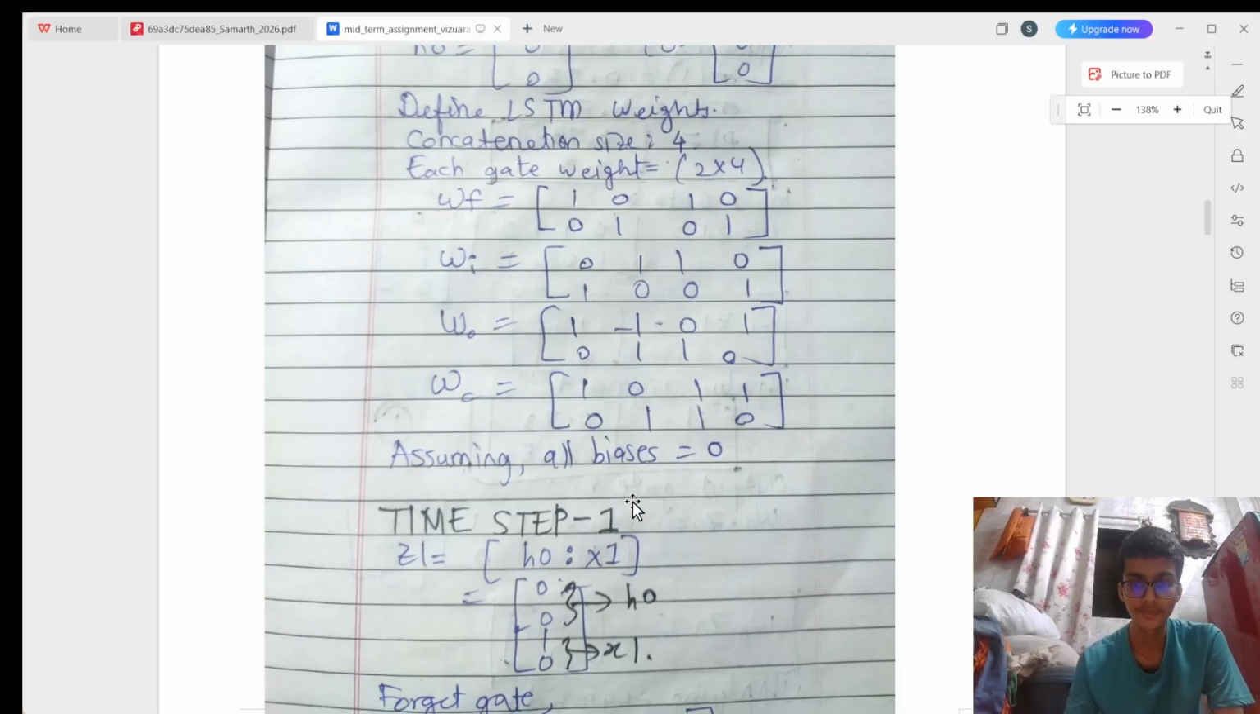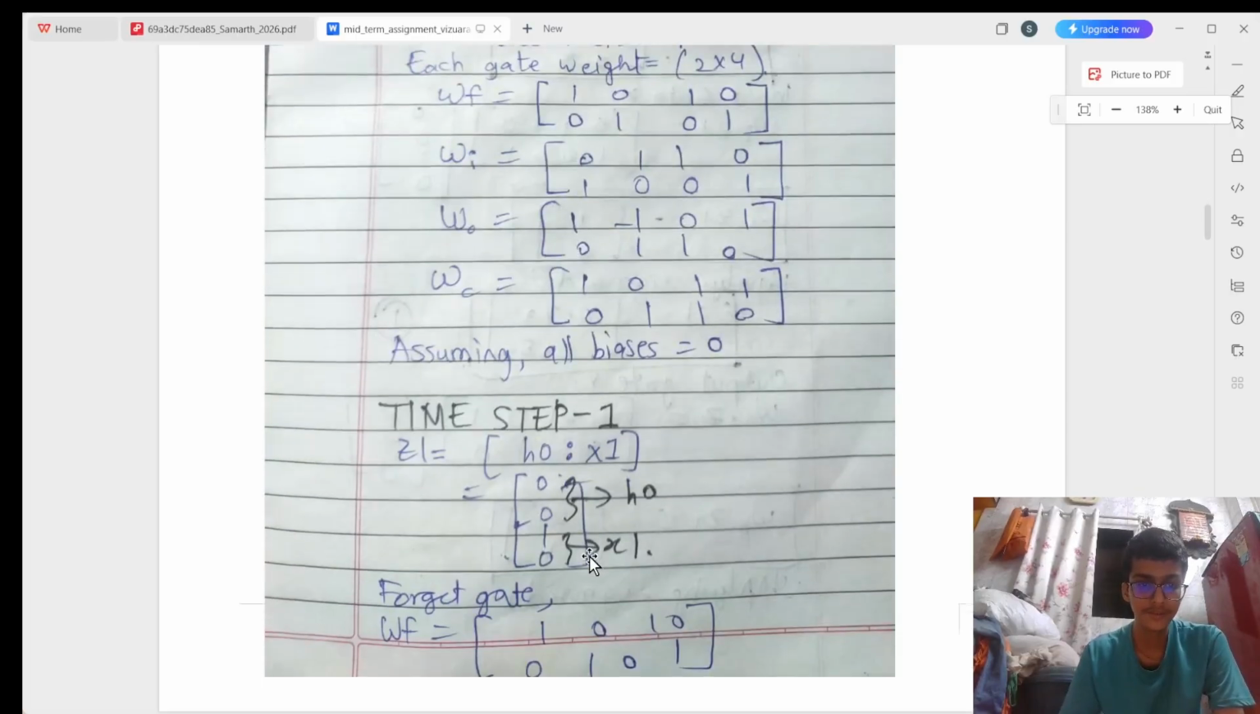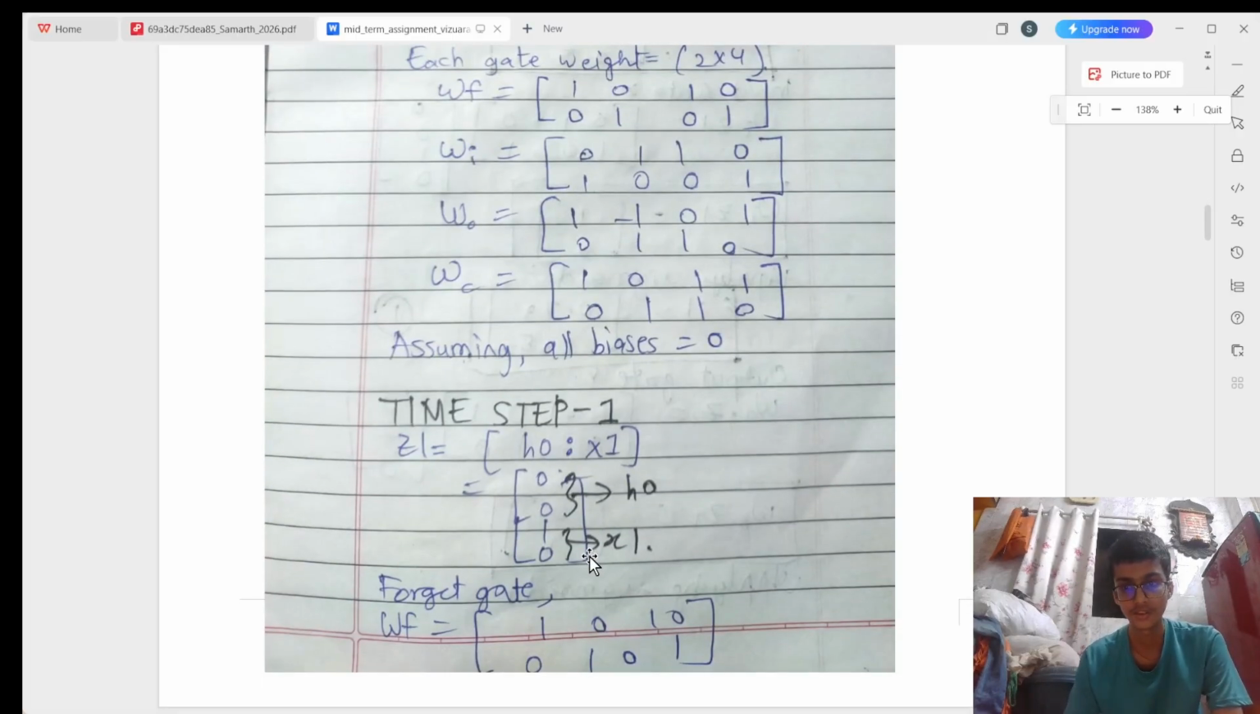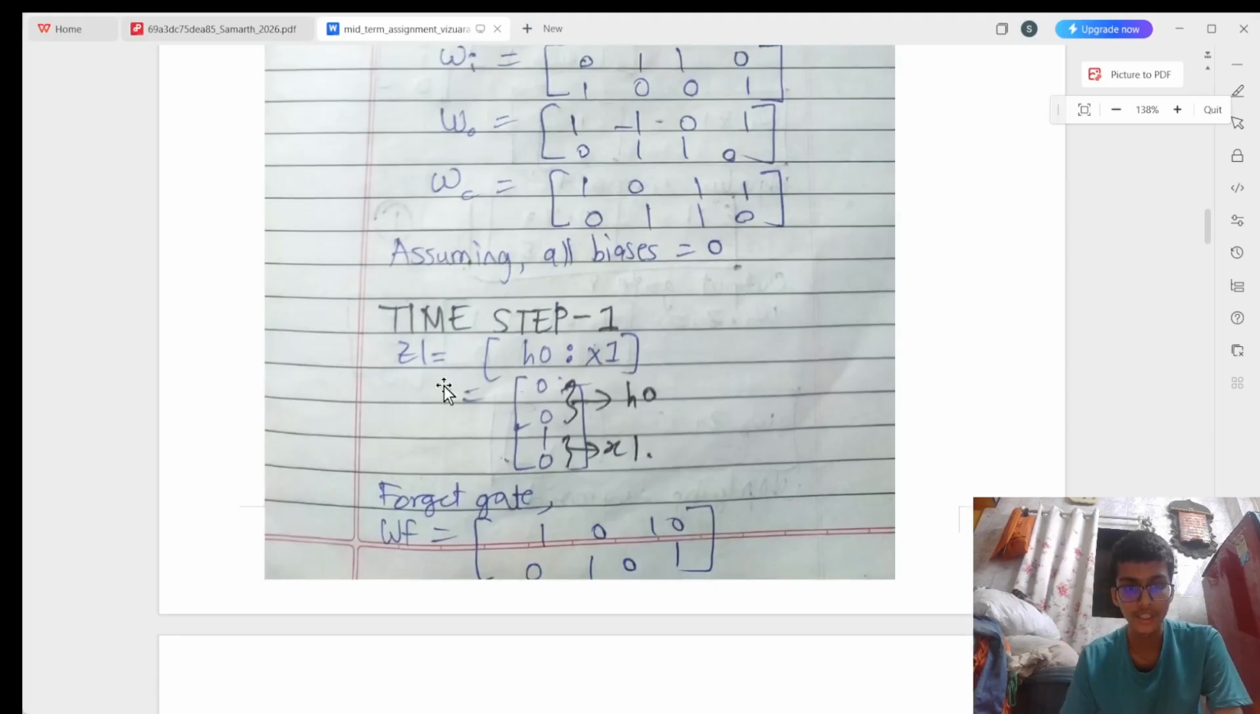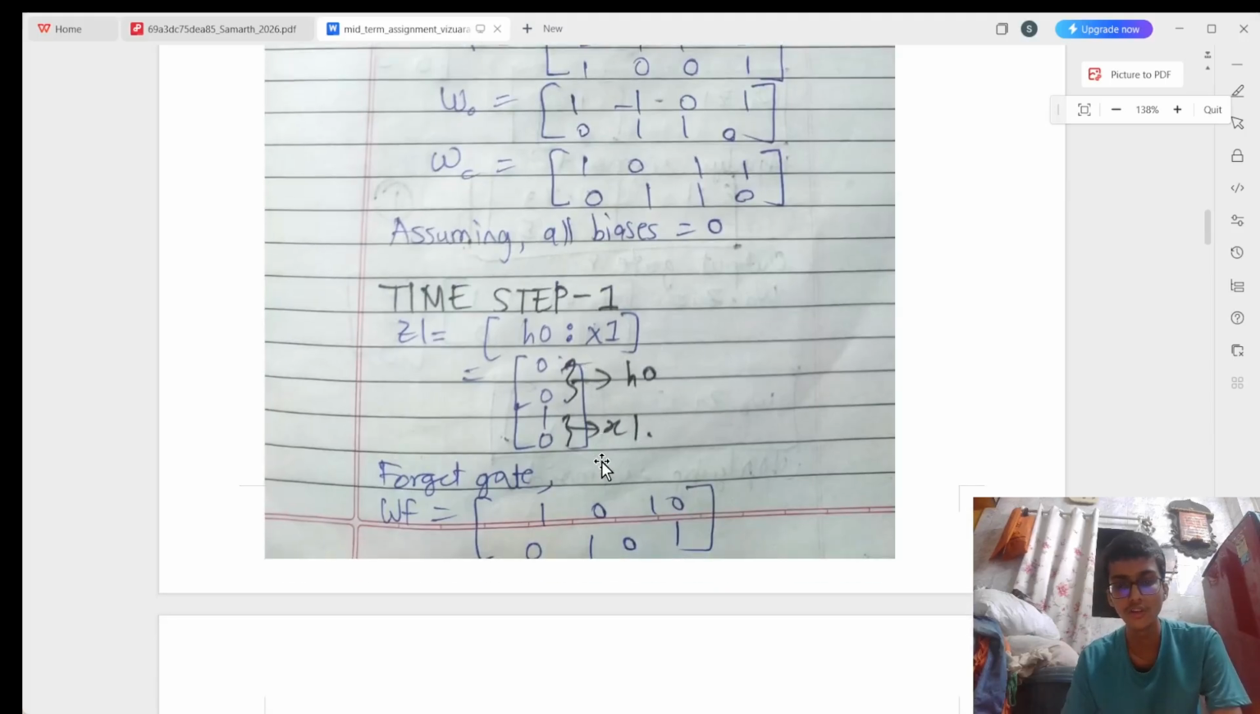So, the LSTM equations. We will be doing this for 3 steps. This is time step 1. For time step 1, first of all, we will concatenate the hidden state h0 with the input embedding x1. This is the first step. I have shown you in an easy way how we are concatenating. Then we go through the forget gate.